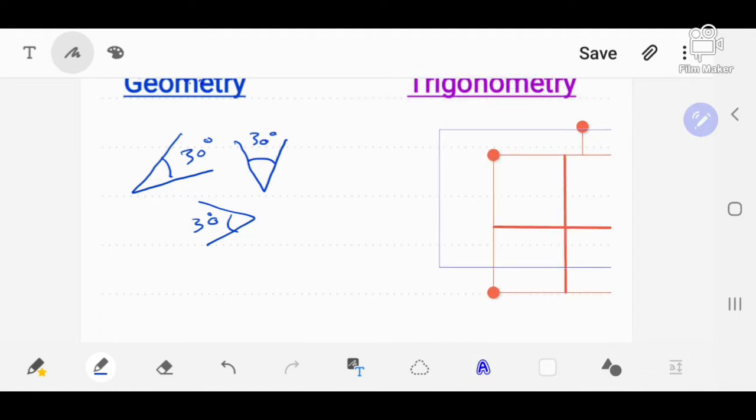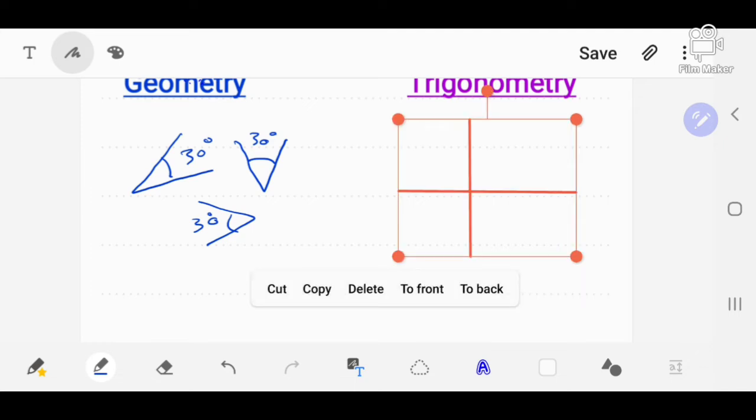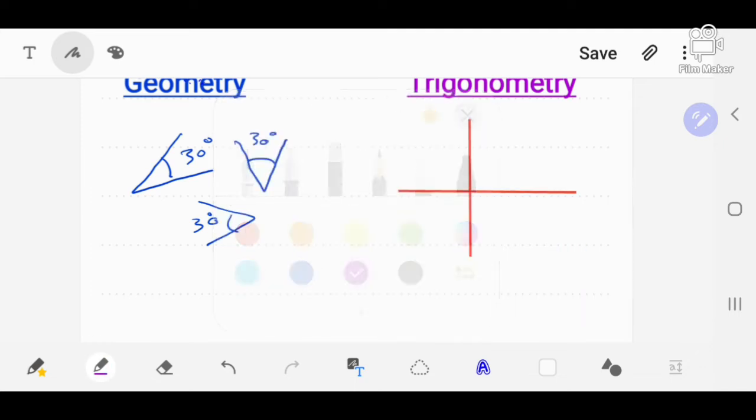In trigonometry, you cannot just draw angles the way we want. It should be drawn in something called the standard position. And what is standard position? It's when you start from the origin, 0, 0, and the initial side, which will be always the positive x-axis, so this will be the initial side, and then you move until you reach 30 degrees, and when you stop, this will be called the terminal side.